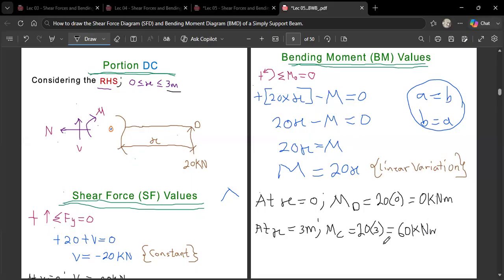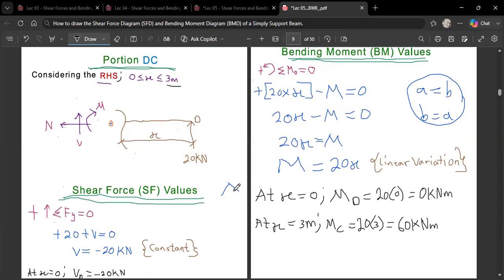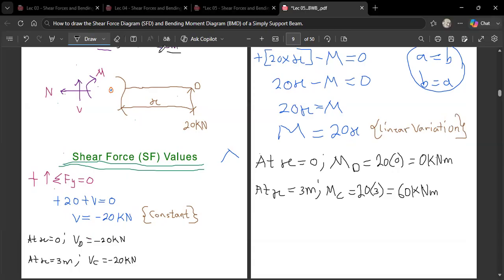Kilonewton meters. Okay. So from here, as simple as that, we can just go and draw the diagram because we are done taking all the cuts. Better still, to aid those who want to take screenshots, I'm going to scroll through so that you can take the screenshot to enhance your understanding.